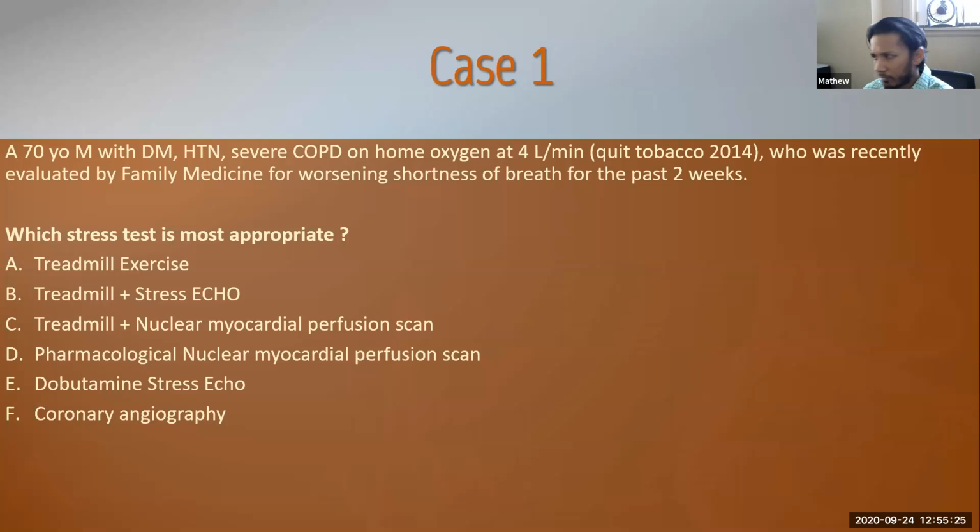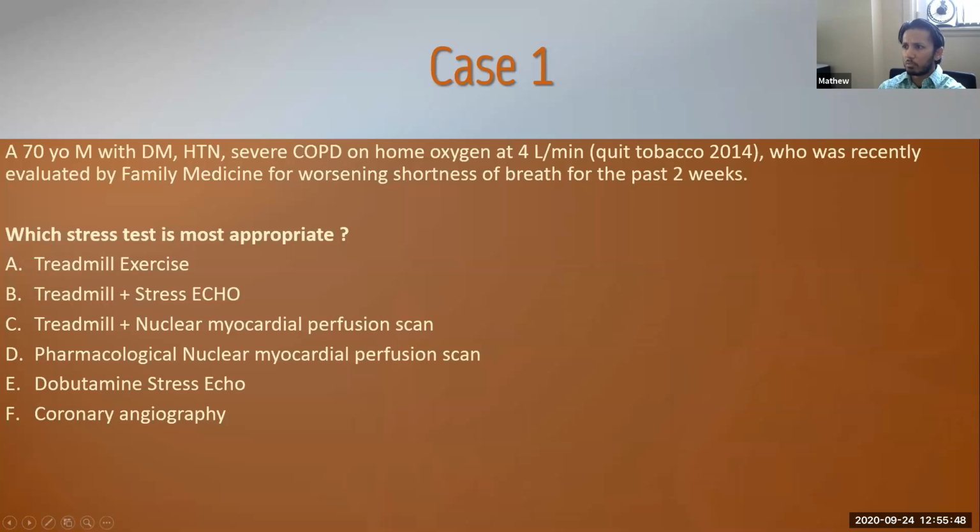Let's see, I have time for one more case and then we'll call it. So a 70-year-old male with diabetes, hypertension, and COPD on home oxygen. He did quit tobacco in 2014 and was recently evaluated by family medicine for worsening shortness of breath for the past 2 weeks. Which of the following is the most appropriate? So this one I can do a poll for, so let's relaunch it.